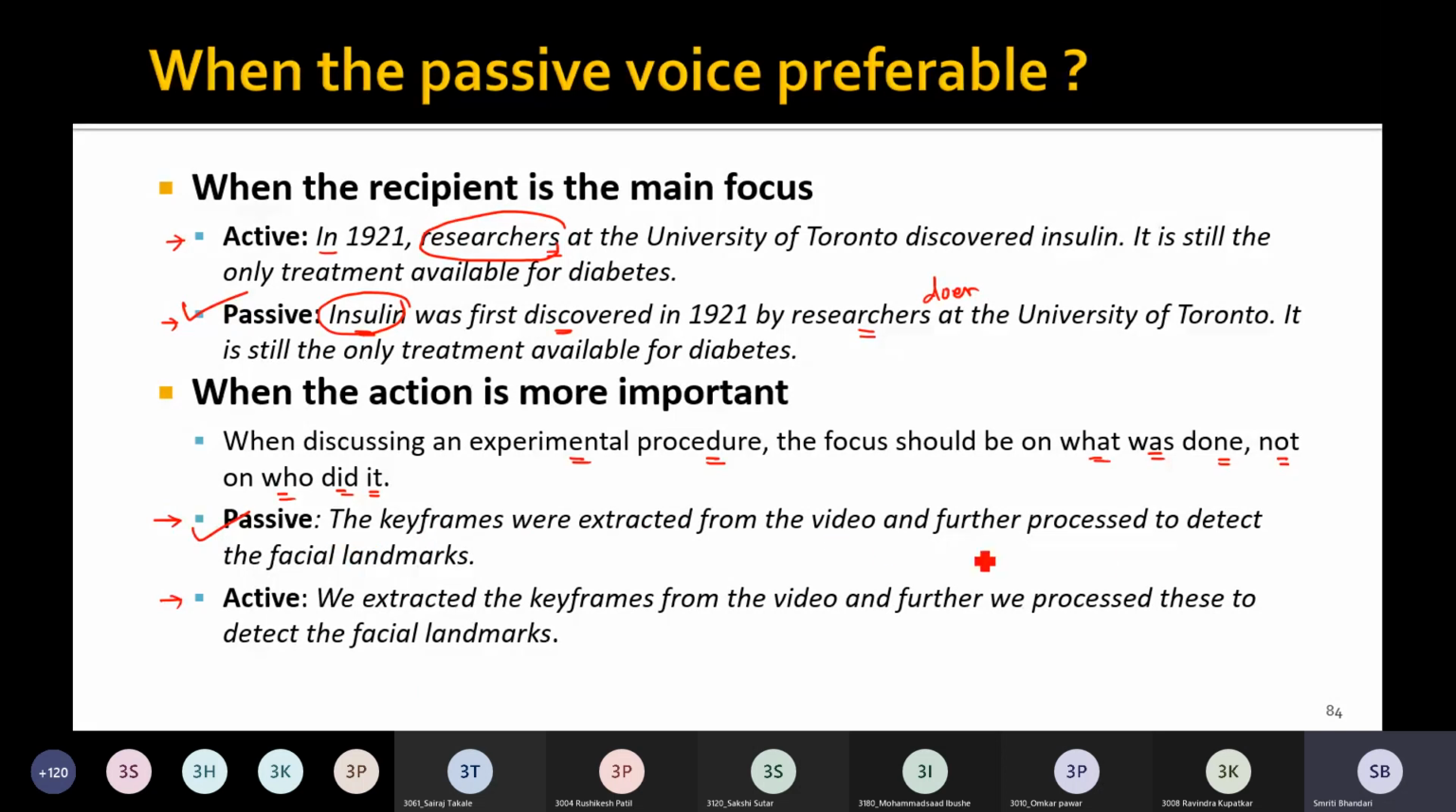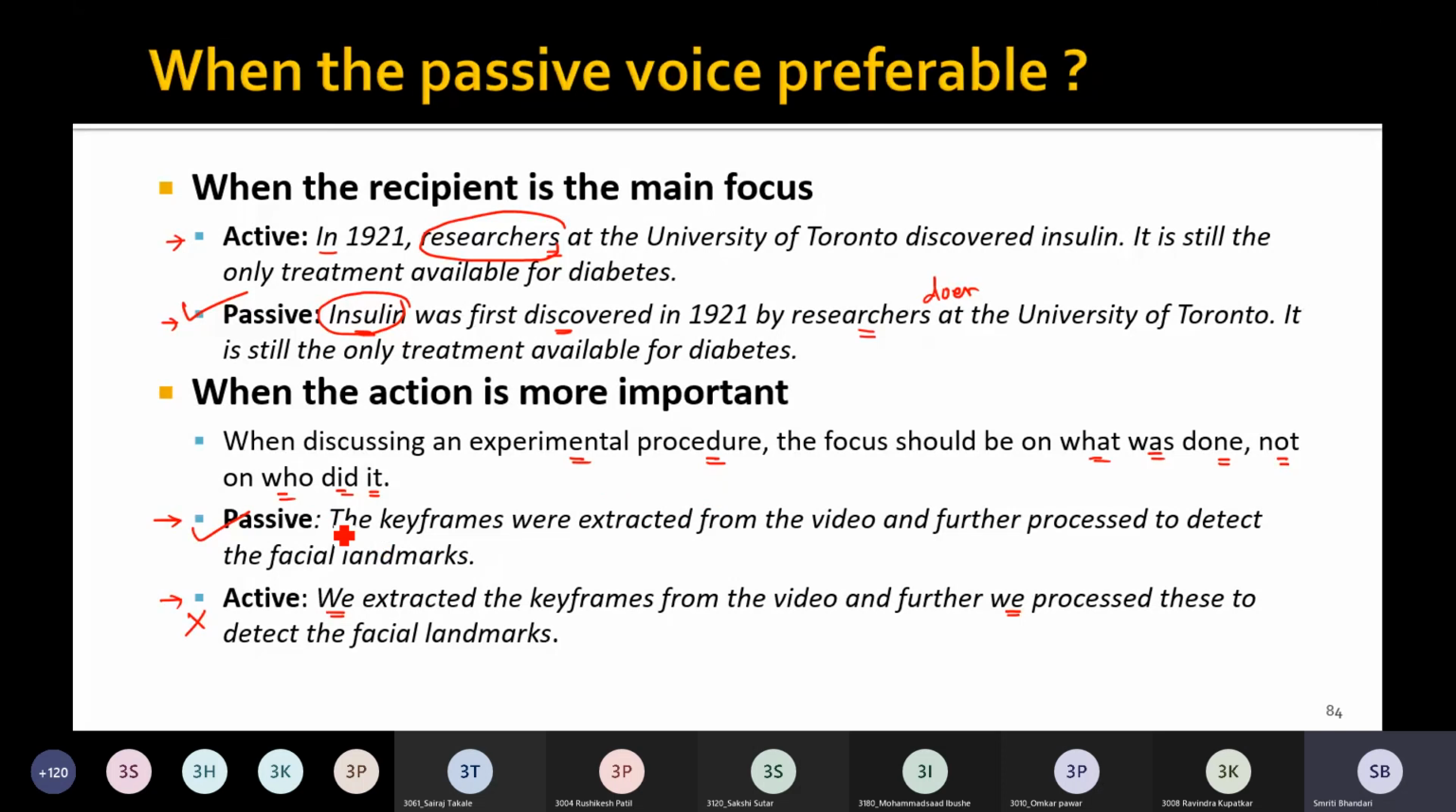See here, it is more clear. The keyframes were extracted from the video and further processed to detect the facial landmarks. We are writing the report, so obviously, it is implicit in this statement that the authors, whoever is writing the report, have performed this task. So no need to emphasize that. Whereas if we write the statement in active voice, we are emphasizing that we extracted the keyframes from the video and further we processed these to detect the facial landmarks. It is not really important to emphasize this.